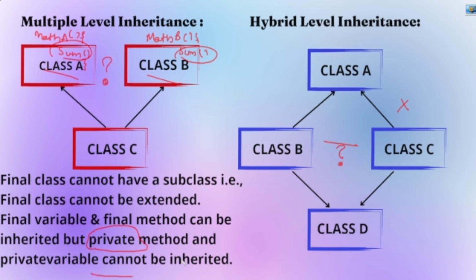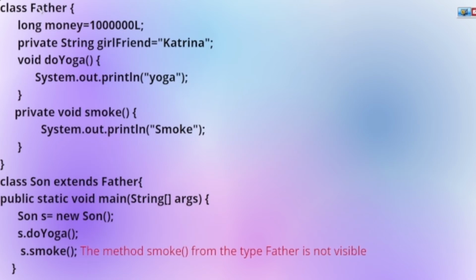So here in inheritance, you cannot extend the final classes and you cannot inherit the private methods and the private variables. The example for these two will be seen in the further videos. Now let us see an example for the private and the final classes. You have a class called father class, long money. So the father has this money here, and you can see that there is a private access modifier. There are basically four access modifiers: public, private, protected, and default. In detail we are going to learn them in the coming videos.